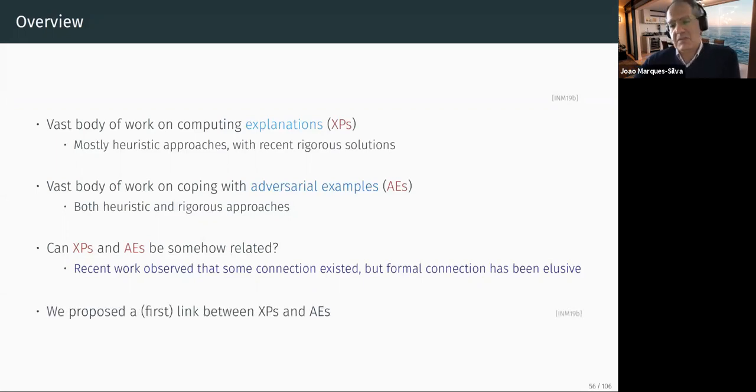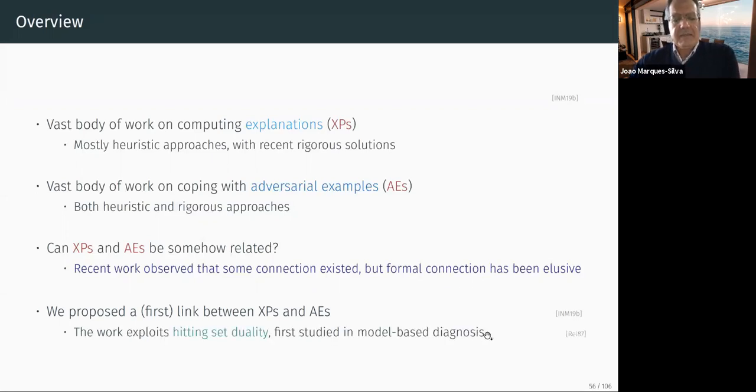And so we show that there is really a simple connection to start with, but honestly, I think there is much more to it, which we have not yet come around to extend. So what we did is show that there is a hitting set duality between one of them and the other, which essentially builds on the work of Reiter from the 80s.